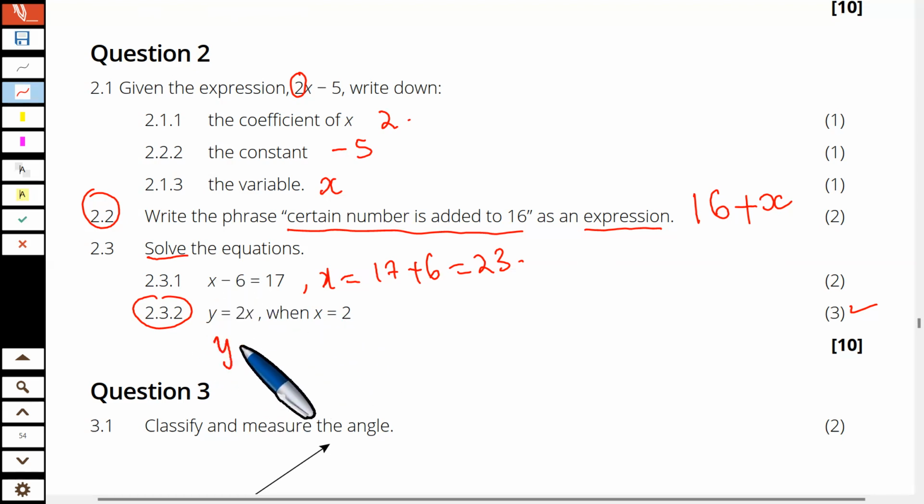So, right, to solve the following equations like y equals 2x when x equals 2, you start with y equals 2x. But x is equal to 2, so in the place of x, you put 2. What is 2 by 2? It is exactly 4. And 4 is the answer.